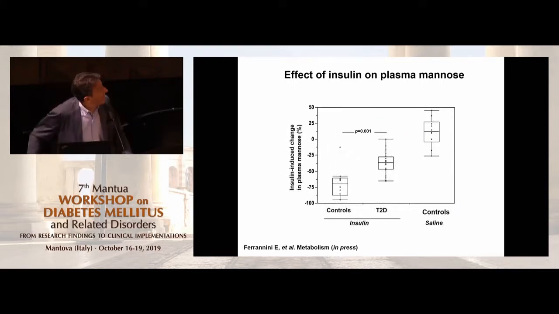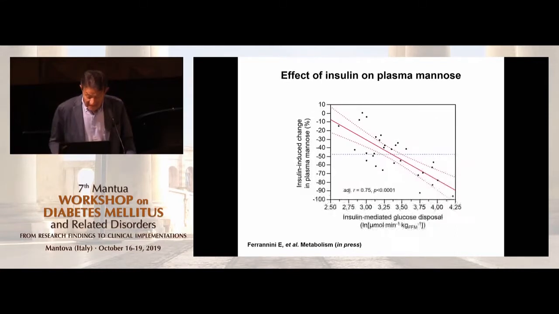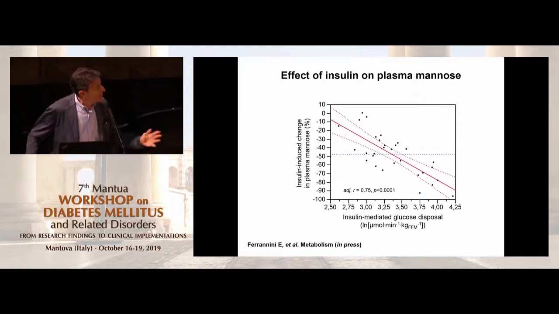So in controls, the insulin reduces the levels. This is impaired in the patients with type 2, and it's obviously unchanged in the control study with saline. And we even found a correlation between insulin-induced drop in mannose concentrations and insulin-mediated glucose disposal, confirming that this is a biomarker of insulin resistance.